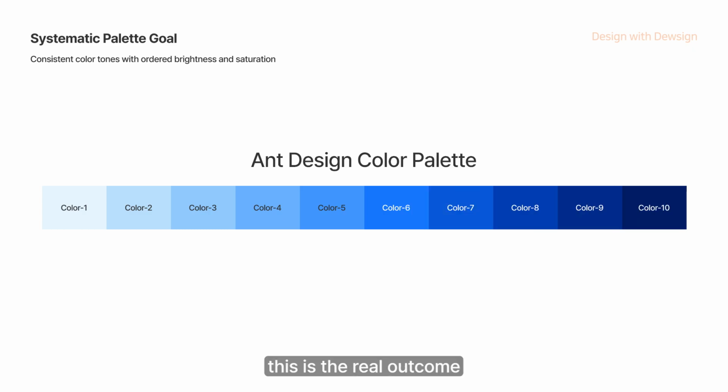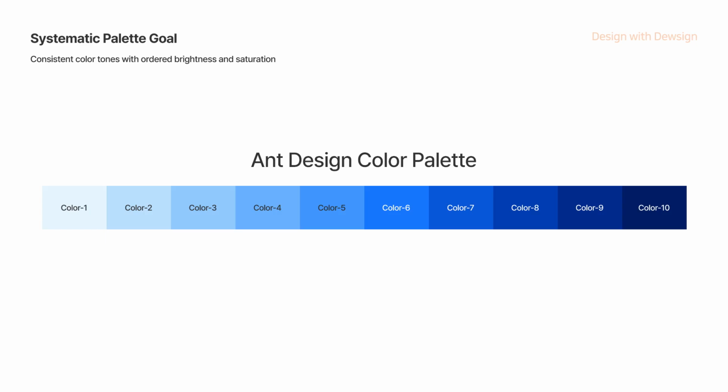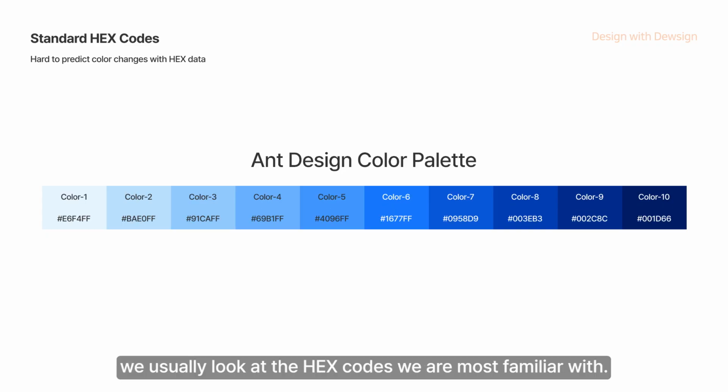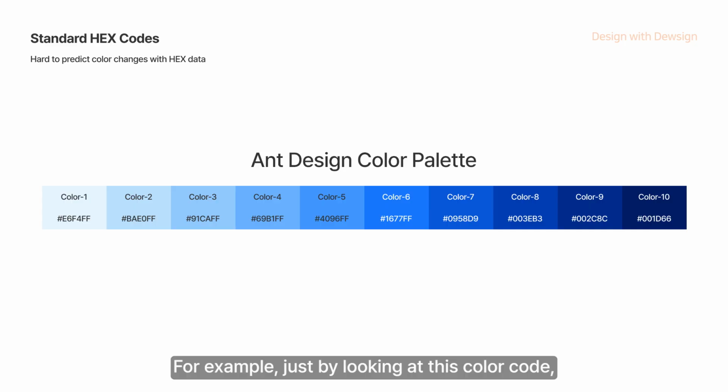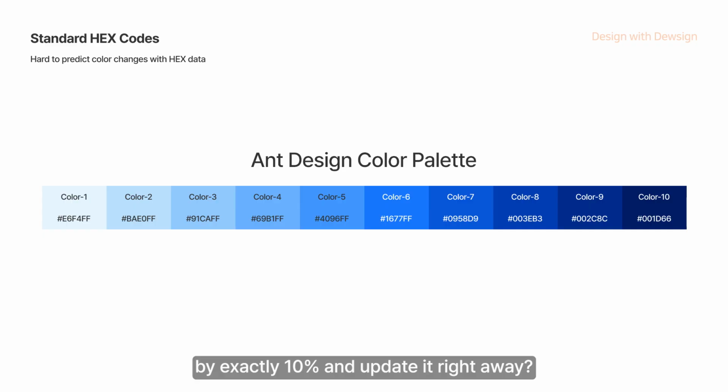Everyone, this is the real outcome we want to create in our design system. Even within the same blue family, the brightness and saturation change very systematically, creating a beautifully aligned and harmonious color palette set. When checking the color values in this palette, we usually look at the hex codes we are most familiar with. The problem is that using this method makes it very difficult to change the brightness and saturation separately. For example, just by looking at this color code, can you calculate the value in your head to lower the saturation by exactly 10% and update it right away? It would probably be very difficult.